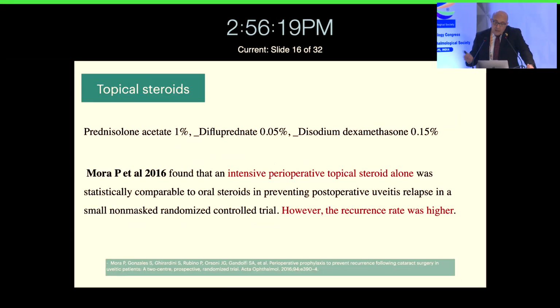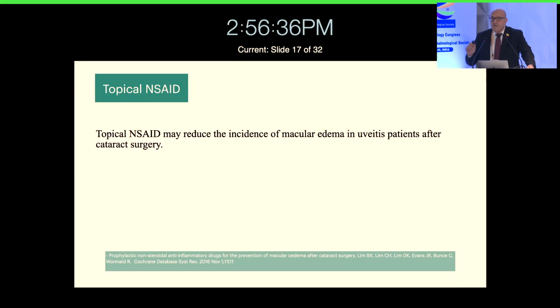Topical steroids: Mora et al. say that intensive perioperative topical steroids were comparable to oral steroids in preventing postoperative uveitis, but the recurrence rate was higher. So it is better to use oral steroids if there is no systemic contraindication. Topical steroids are mainly to reduce cystoid macular edema.